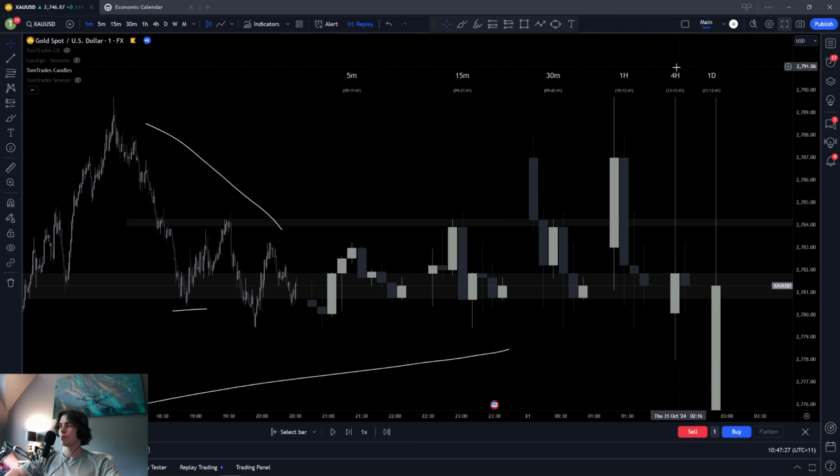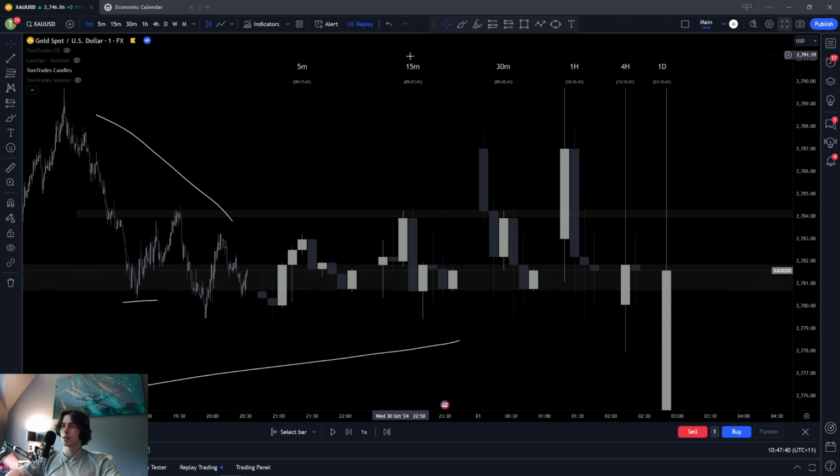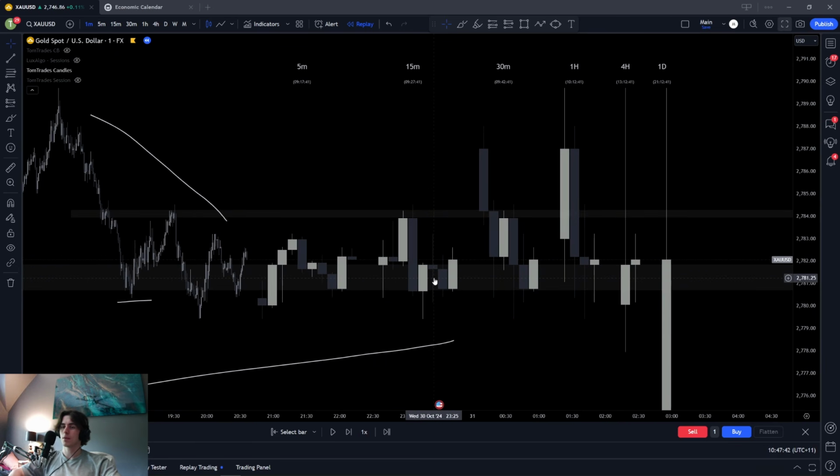We've had the previous 4-hour candle close bullish. We've had a pretty weak candle close on the hourly, 15-minute, and 5-minute, not looking that bullish. So I think we're just going to wait for some more confirmation on those time frames.